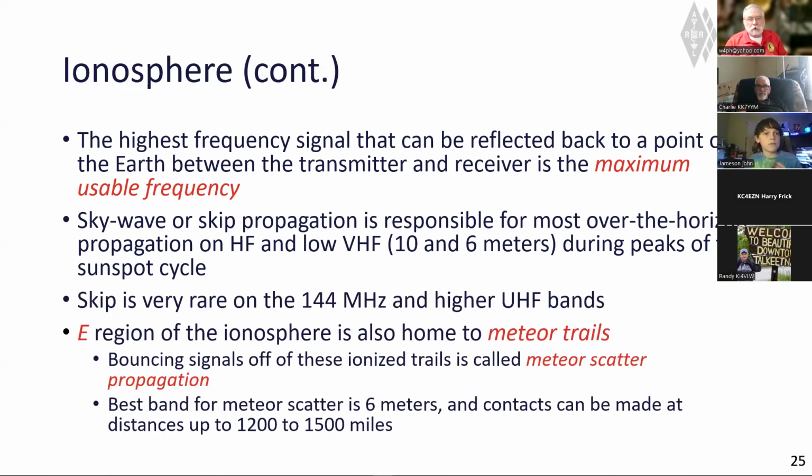The E region of the ionosphere is also home to meteor trails. Bouncing signals off of these ionized trails is called meteor scatter propagation. The best band for meteor scatter is 6 meters, and contacts can be made at distances up to 1,200 to 1,500 miles.